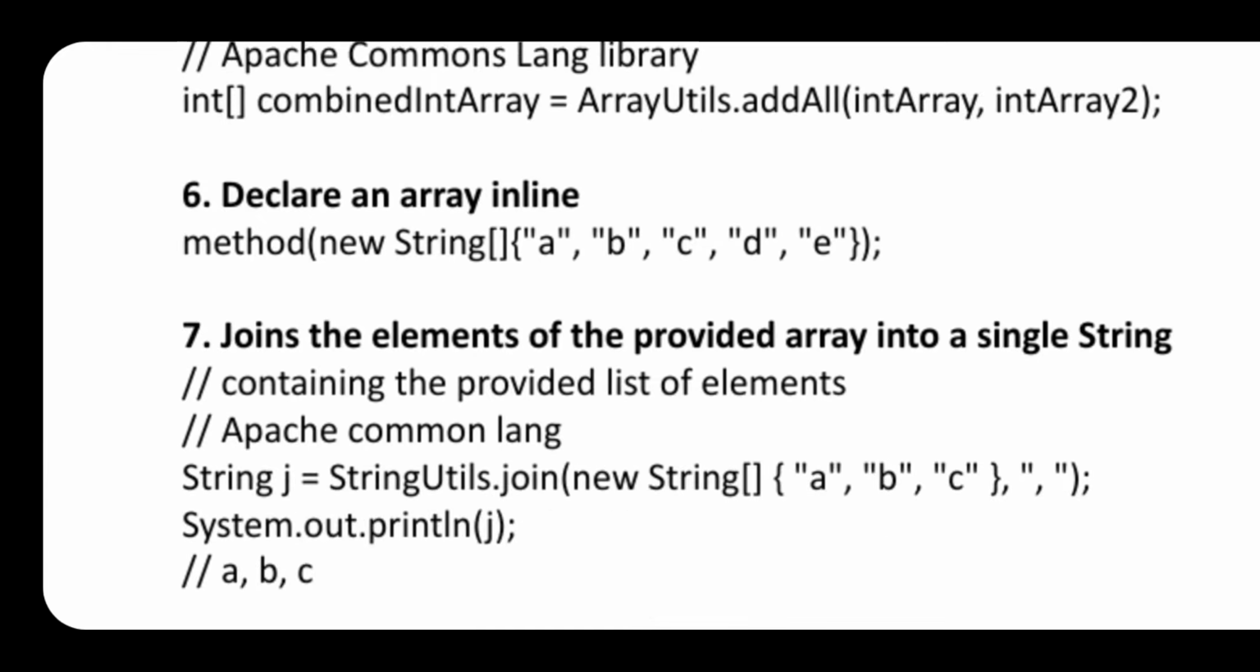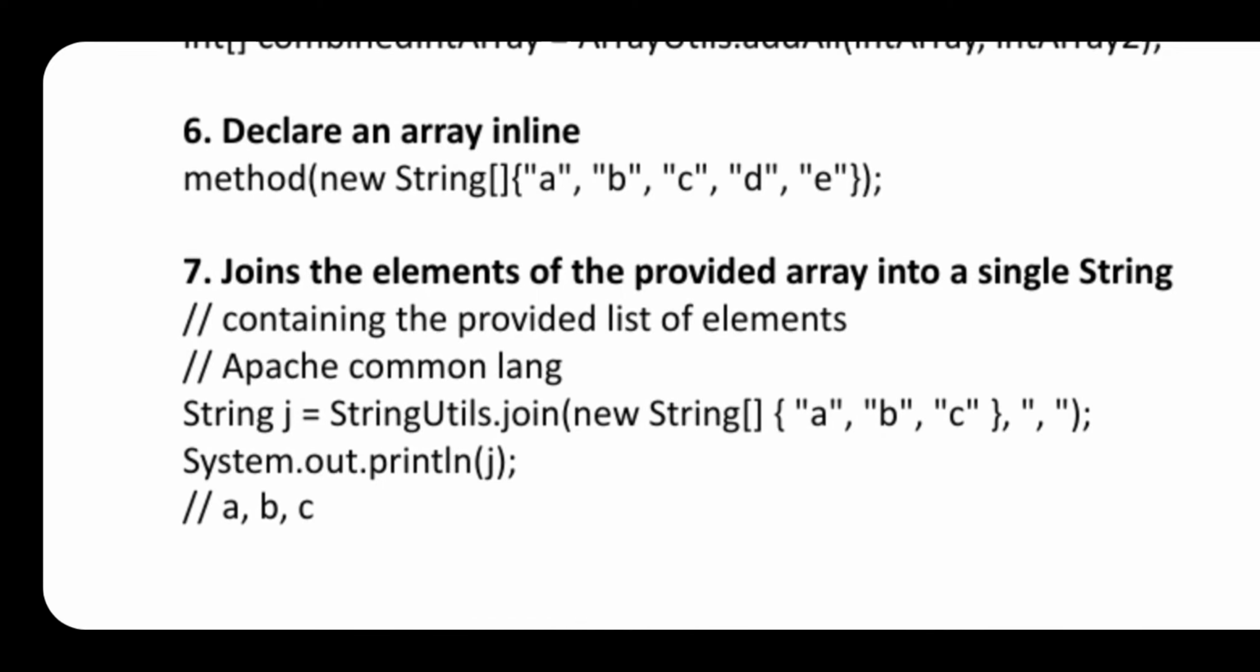Array in a line statements. Then we can go for another simple statement called the join statement. The join method in Java joins the elements of the provided array into a single string. So what it is going to do here: String j equals StringUtils.join(new String[]{"a", "b", "c"}, ","). So the comma should be joined in between a, b, c. So you are going to have the answer within the comment line: a comma b comma c.